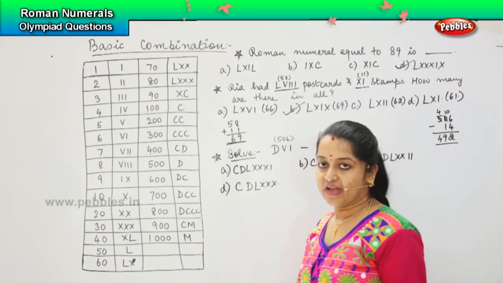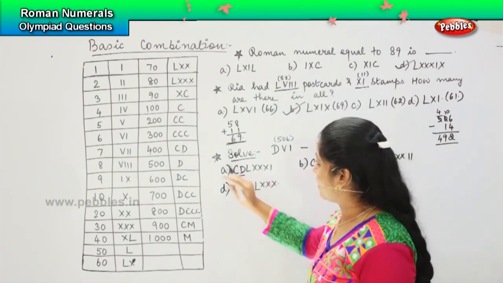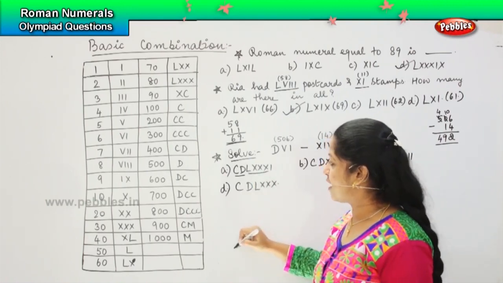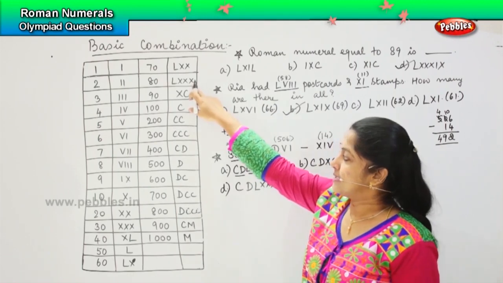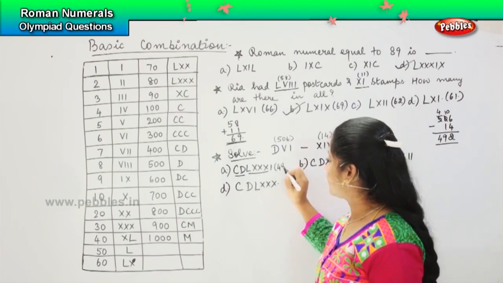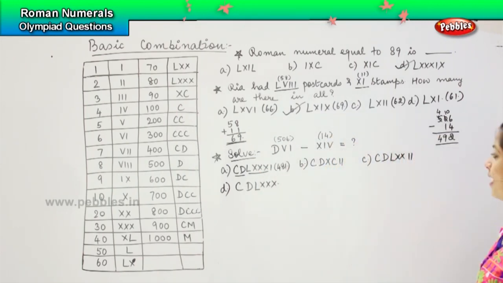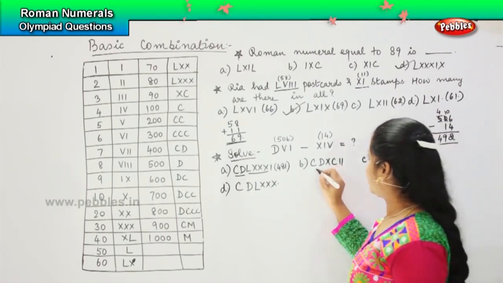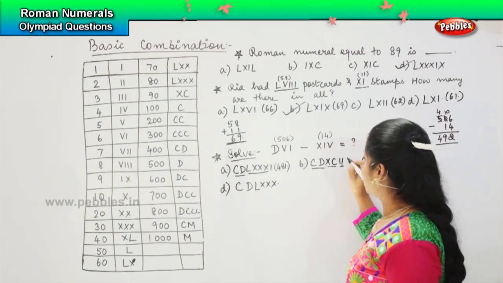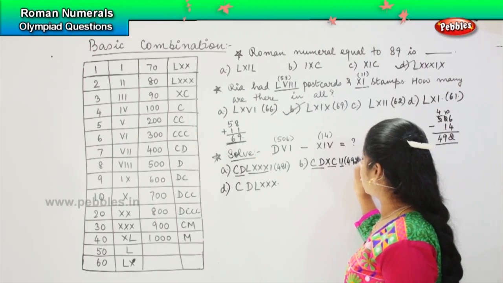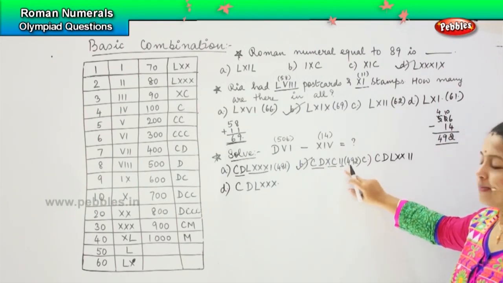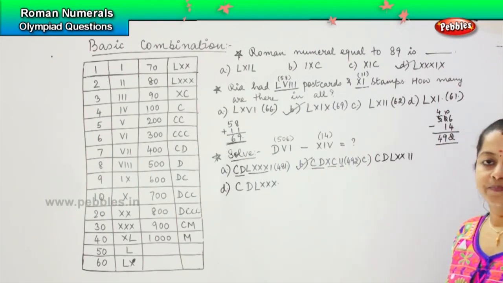Let us see which of these is having 492. So CD is 400. LXXX means how much? That is 80, right? So 481. So this is not the required answer. Next one, CD is 400, XC is 90 and II. So this is 492. Is this what we need? Yes. So answer B, CDXCII, 492 is the right one.